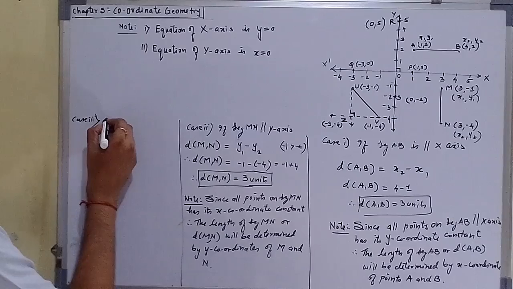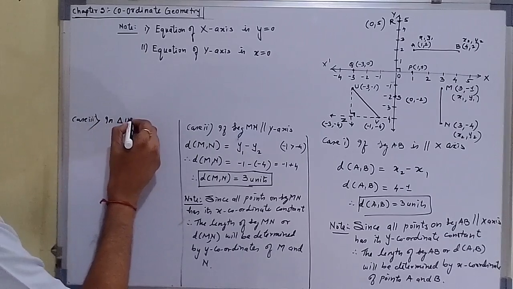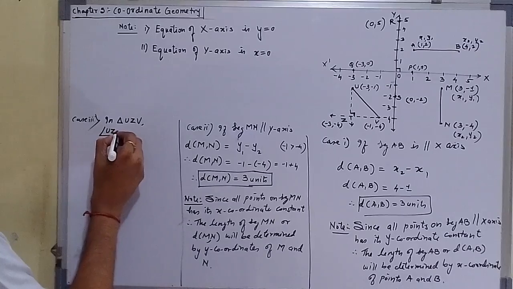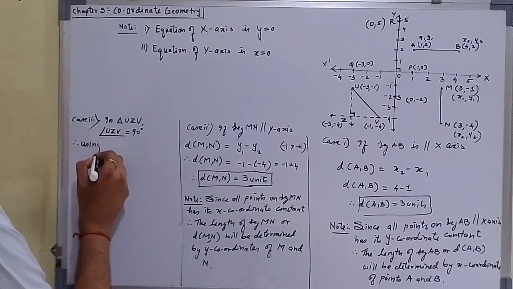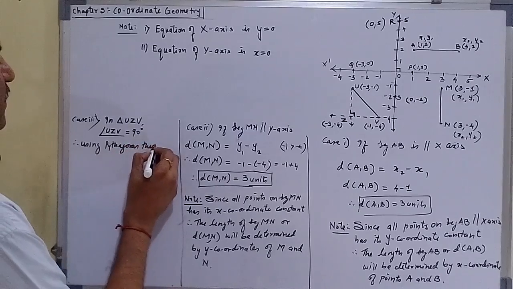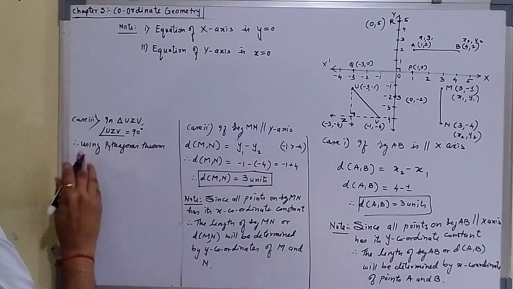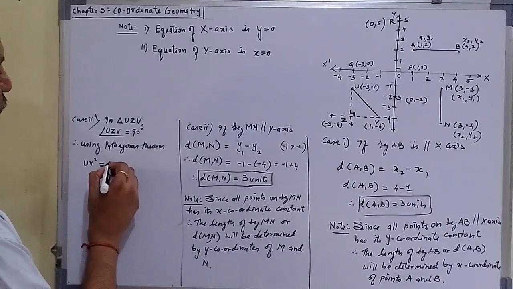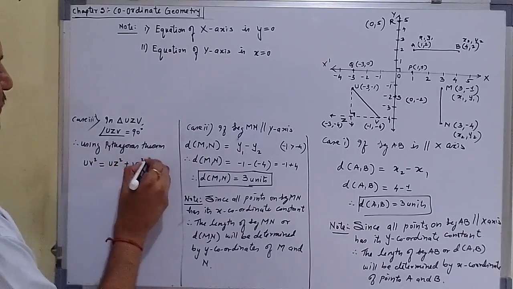Now, in triangle UZV, angle UZV is equal to 90 degrees. Therefore, using Pythagoras theorem, you will get the distance, and we can say UV square is equal to UZ square plus VZ square.